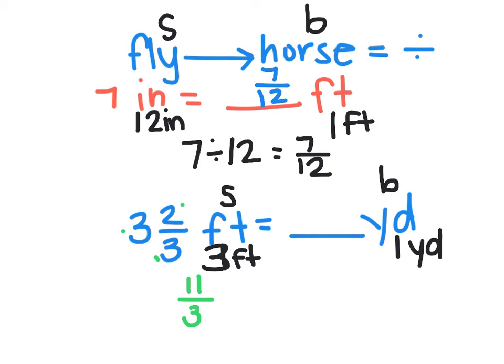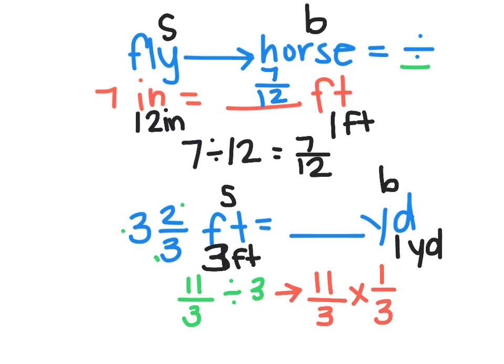I need to divide, because fly to horse, divide of course. So 11/3 divided by 3. Now, this is really hard because I know Ms. Scharf and Ms. Leanhart haven't taught me how to divide by a fraction yet. But from the beginning of this video, I know that dividing is the same thing as multiplying by a fraction. So I can take 3 and turn it into 1/3. And if I multiply by 1/3, it's the same thing as dividing by 3. So I can take 11/3 and I can multiply it by 1/3.